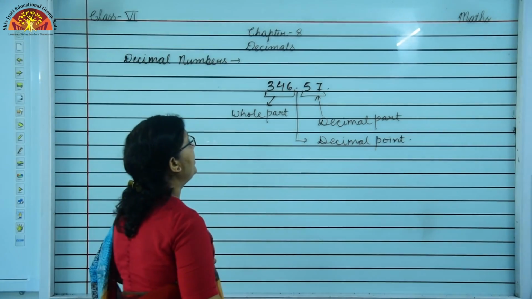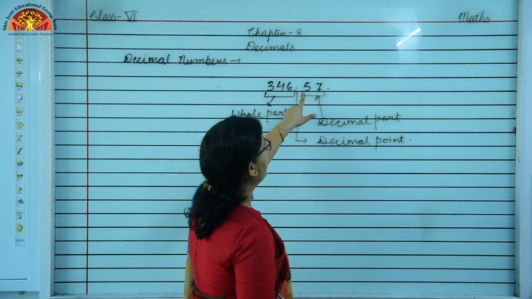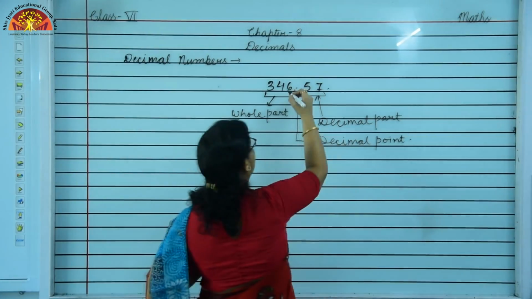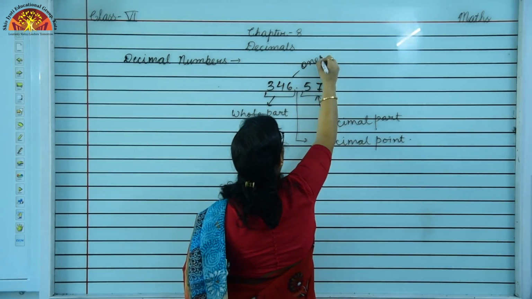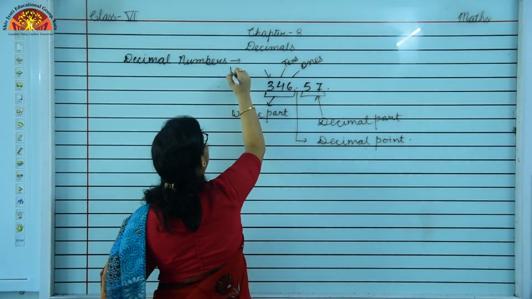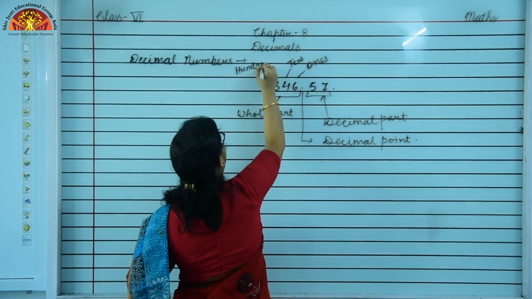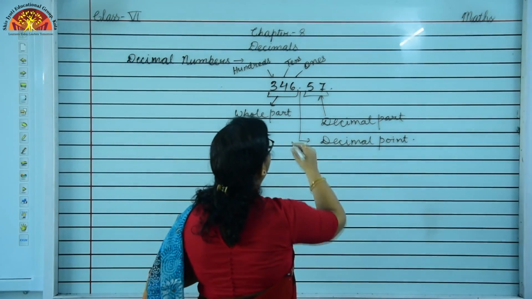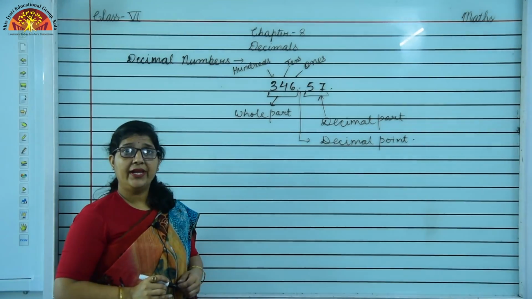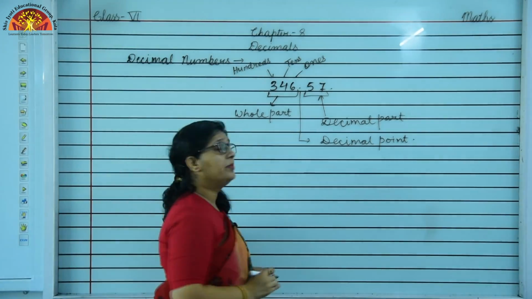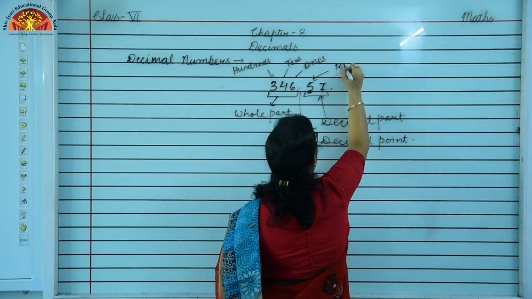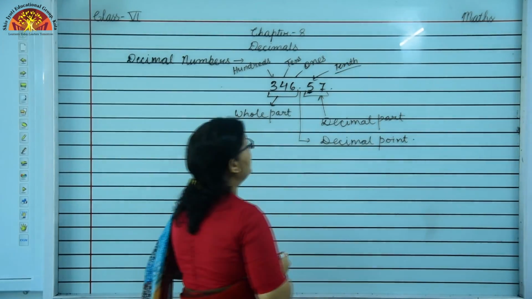Now students, how do we read 346.57? You already know about place values. In this, this is the ones place, this is the tens place, this is the hundreds place. But in the decimal part, what are the place values of the digits? Friends, this is the tenths place. Now what about the tenths place?